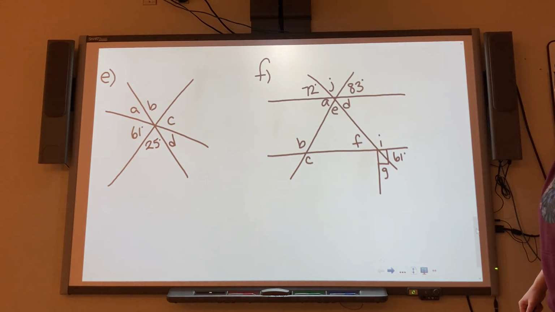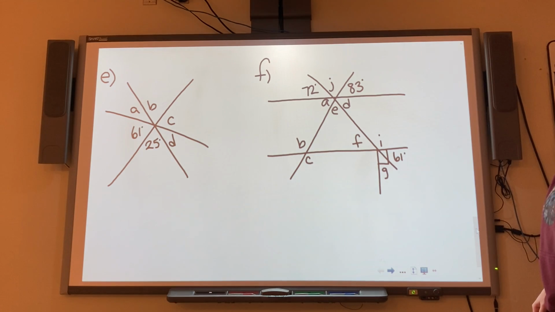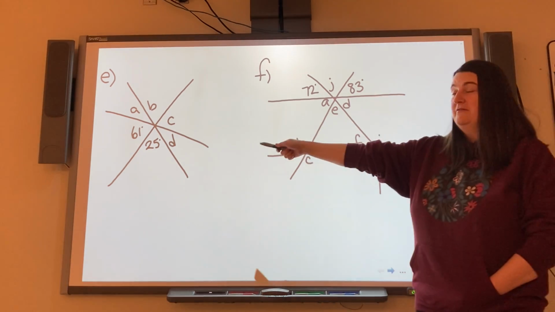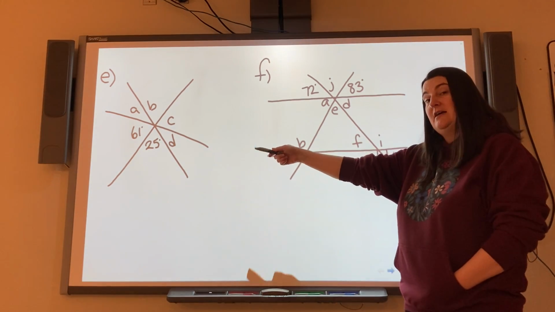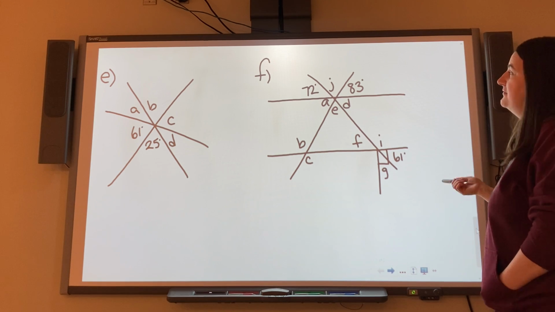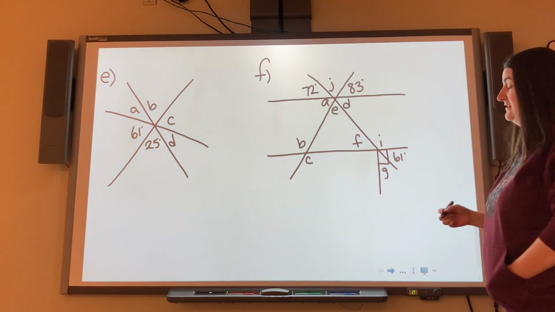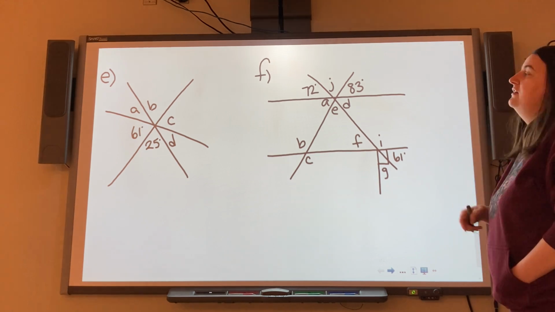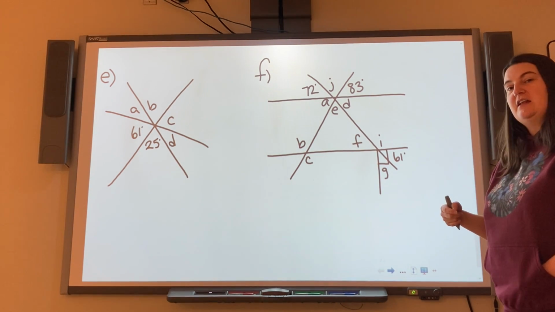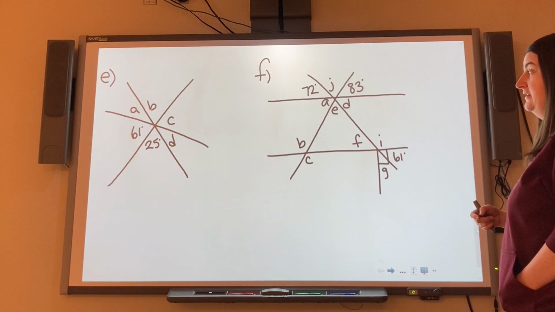So I think what we'll do, we'll do the big one. So this one you'll have for homework. You're gonna have to do E by yourself. And then F we'll do together. F has a lot of missing angles, but that's okay. If I use all of the information that I know, I'm gonna be able to figure it out.